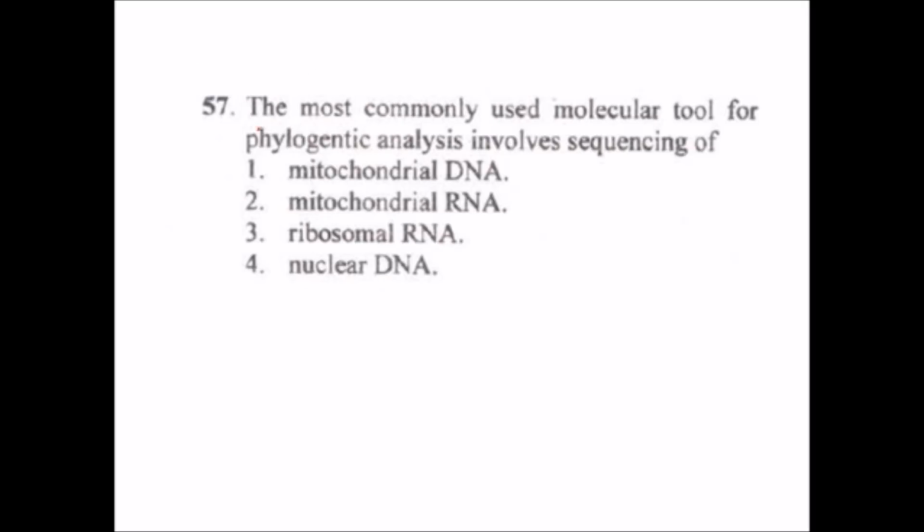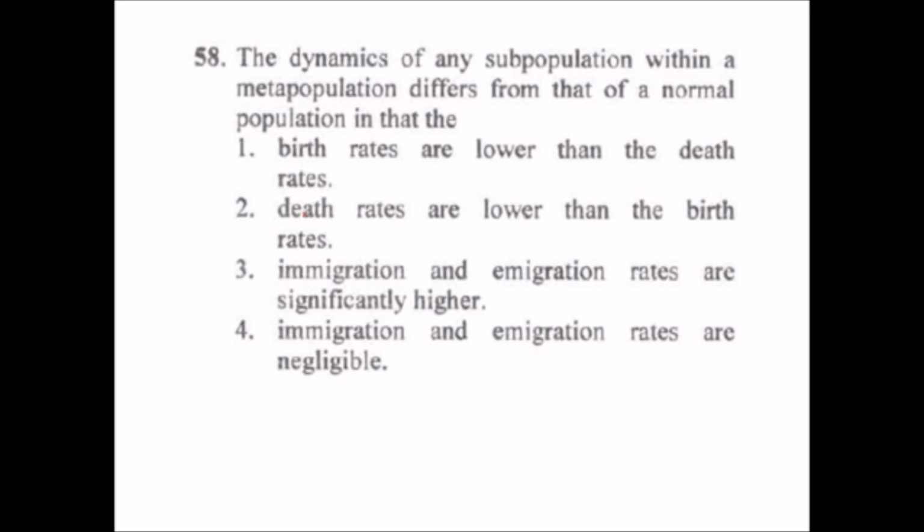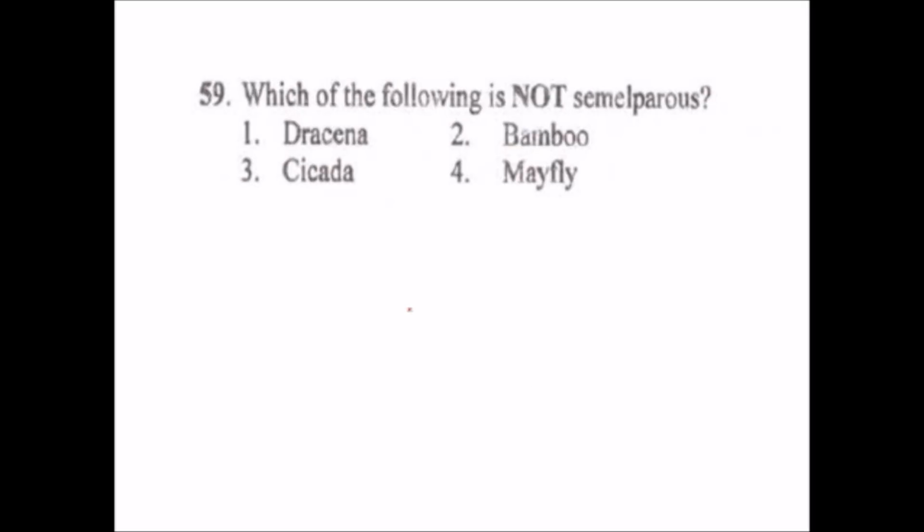Basidiomycota. Yes, ribosomal RNA. The most commonly used molecular tool for phylogenetic analysis involves sequencing of ribosomal RNA because it is very specific; 16S RNA sequencing we do. The dynamics of any population within a metapopulation differs from a normal population in that, let's see, I'd better skip most of the questions because they need no explanation, it's just a theoretical portion, because a metapopulation is controlled basically by immigration and emigration rates which are significantly higher. If it were low, then we could neglect it, so it should be high.